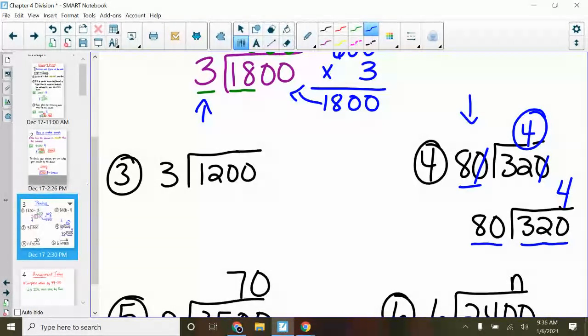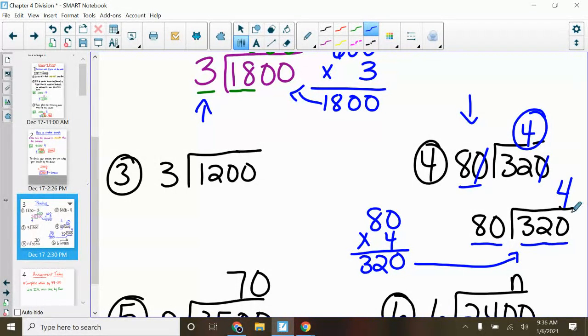And if I check my answer, I come over here and I say 80 times 4, I end up with 320, which is the number that's inside the box. Okay? So you have to be careful.